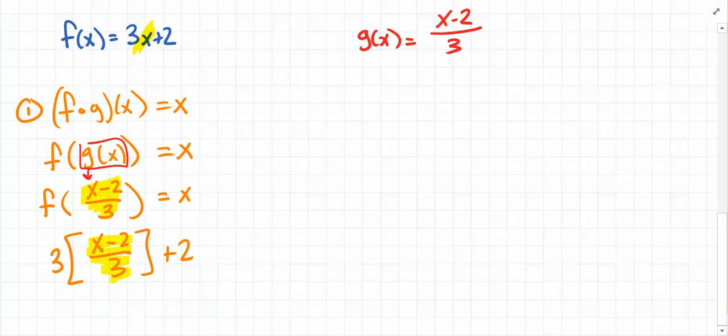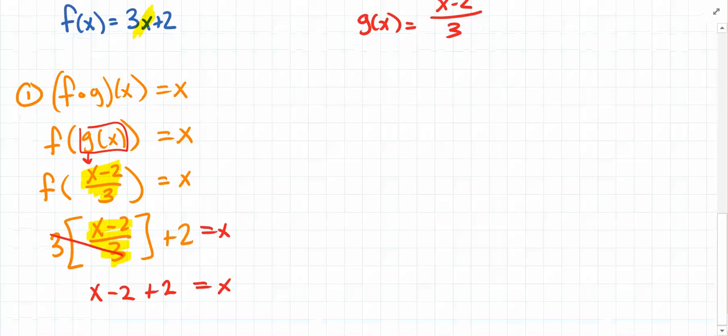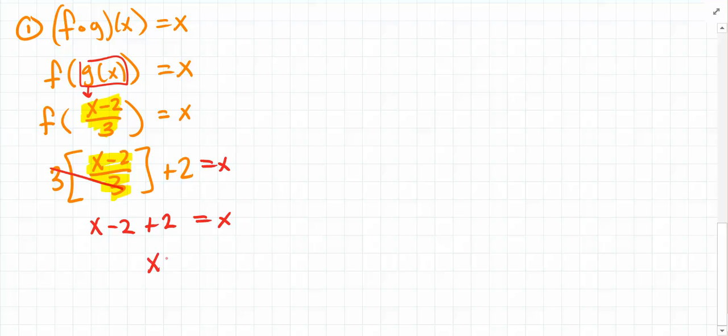Now notice what happens. The 3's cancel out, and I'm left with an x minus 2 and then plus 2 on the outside. And I'm trying to show that that's still equal to x. Is it, everybody? Yeah, it sure is, because the 2's cancel out, so x is equal to x. So I'm halfway done with the problem.